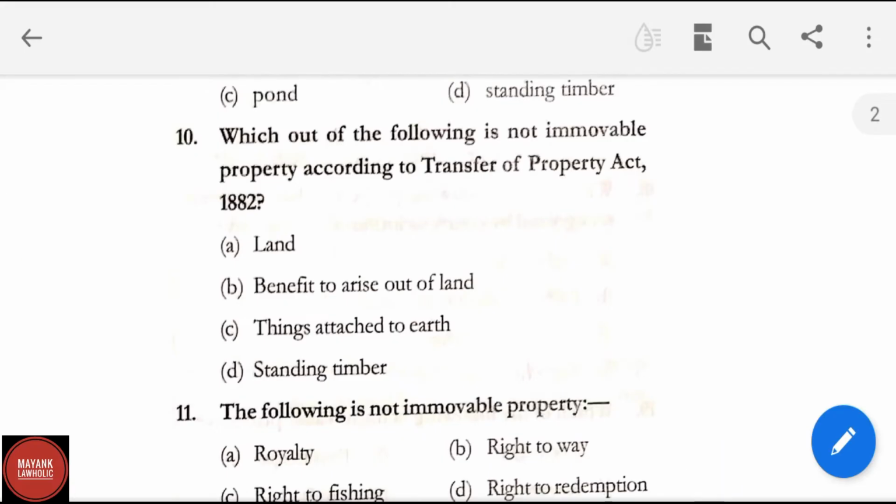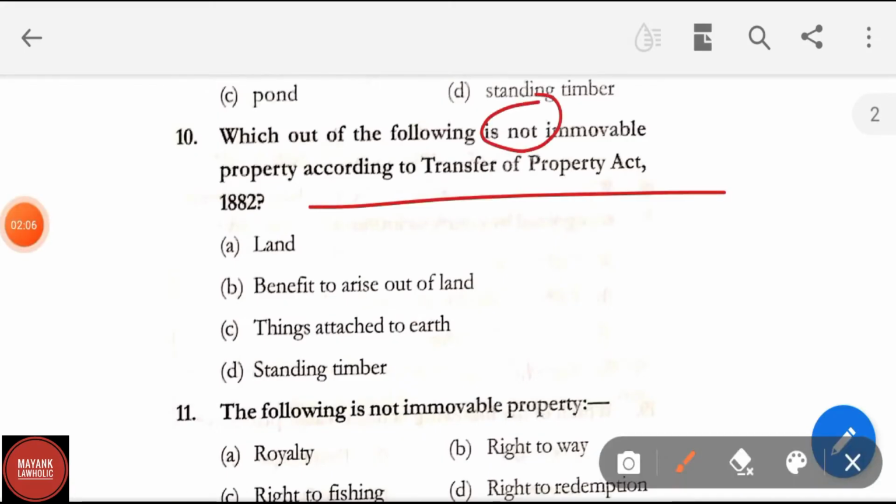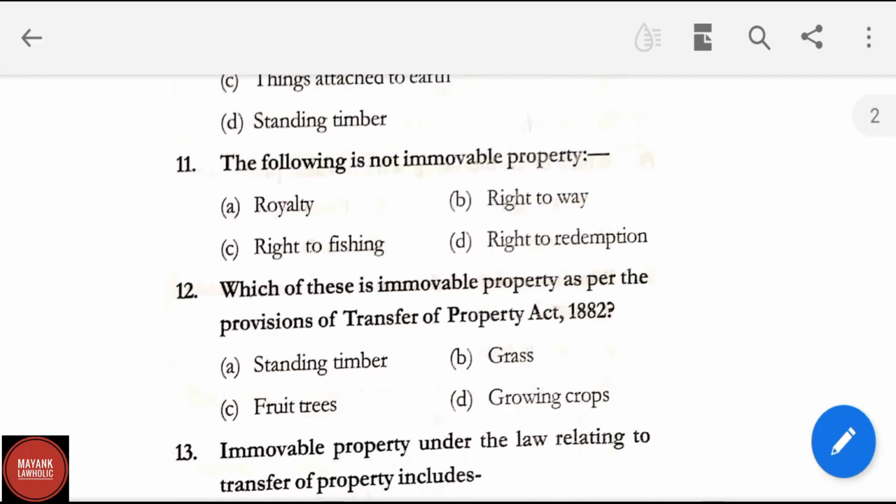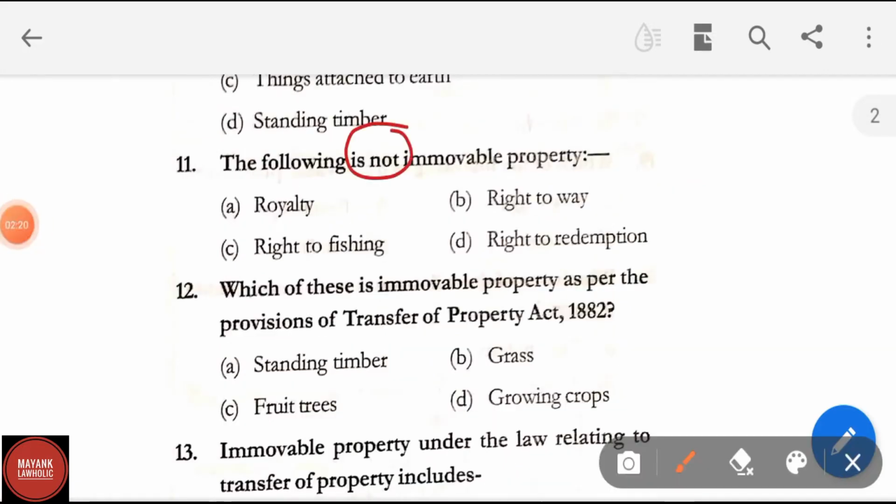Question number 10. Which of the following is not immovable property according to the Transfer of Property Act 1882? Land, benefit to arise out of land, things attached to earth, standing timber. Here correct answer is option D, that is standing timber. Question number 11. The following is not immovable property. Options are royalty, right of way, right of fishing, right of redemption. Correct answer is royalty. Option A.